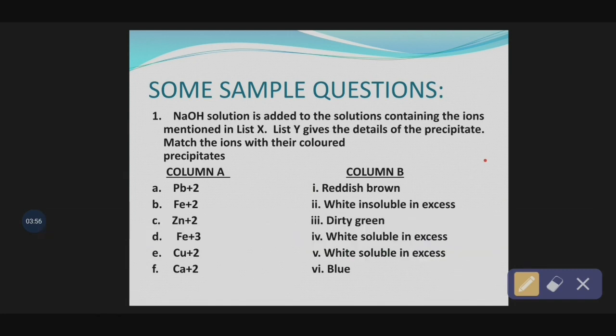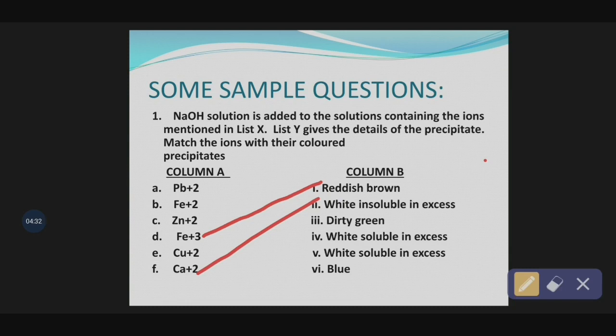First one is given reddish brown. Reddish brown is coming with what? Surely it is Fe3 plus. So reddish brown is Fe3 plus. Next one is given white insoluble in excess. There we have given NaOH. So what is white? Lead is white. Lead forms white precipitate, but in excess it is soluble. Zinc forms white, it is also soluble. Calcium is white, but calcium remains insoluble. So for the second one, white insoluble in excess, that is calcium.